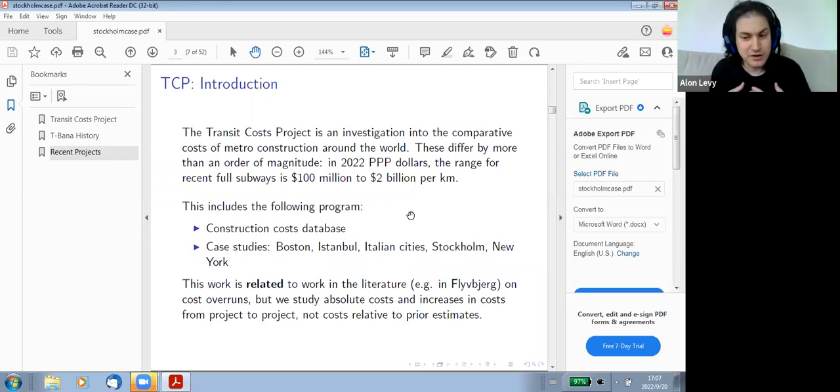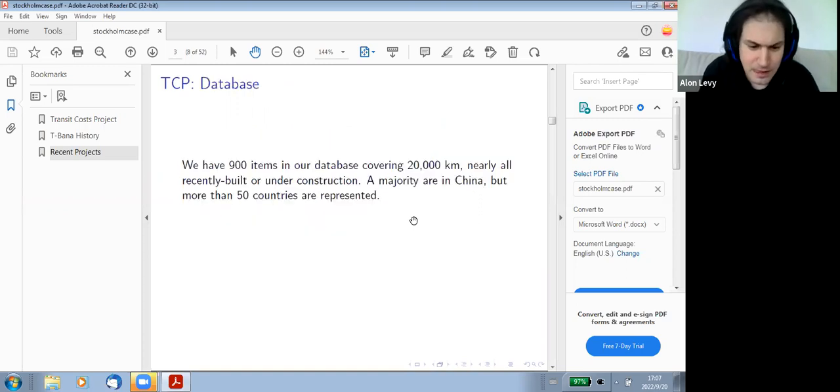So I'm going to talk about cost increases quite a lot in this presentation. And the cost increases are going to be not cost overruns relative to budget, although that regrettably has happened in Sweden, but cost increases relative to previous final costs of different projects. So we have a database that we have just expanded to 900 items, of which, how many are in China? Do we think it's 2/3, maybe 60% of this 20,000 kilometers?